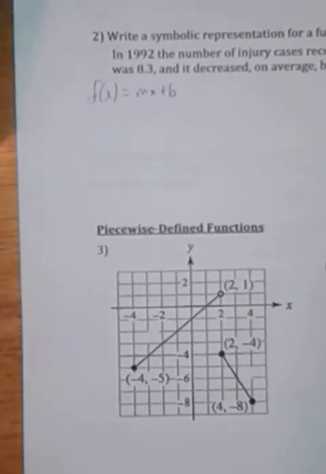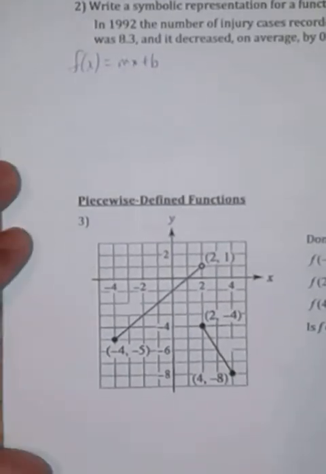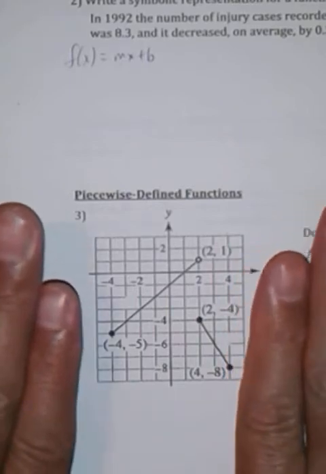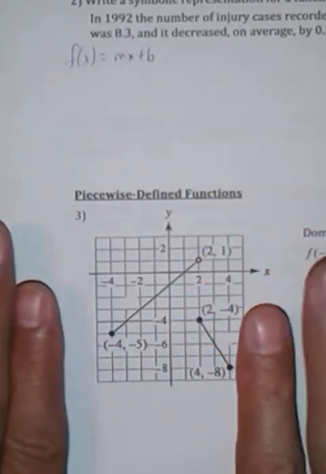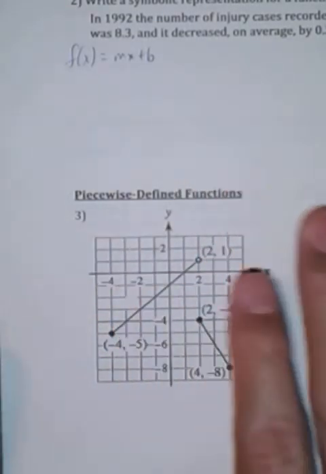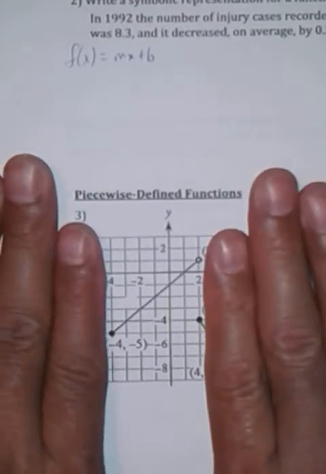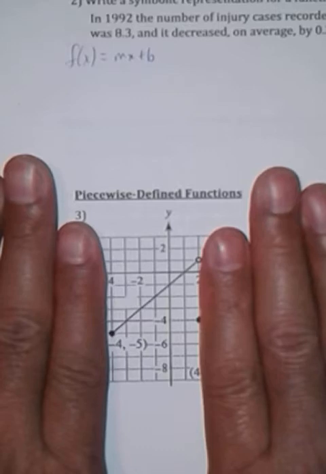Let's go on to number 3. This is about piecewise defined functions. What is piecewise defined? Well, that means that on a particular interval of its domain, right? And its domain is wherever there's a graph, right? Whatever x values have a point somewhere on the graph.